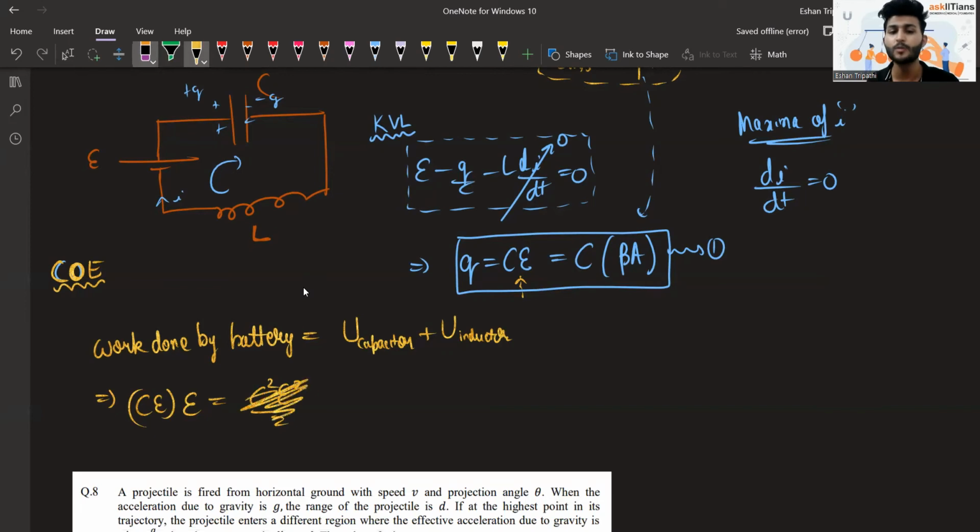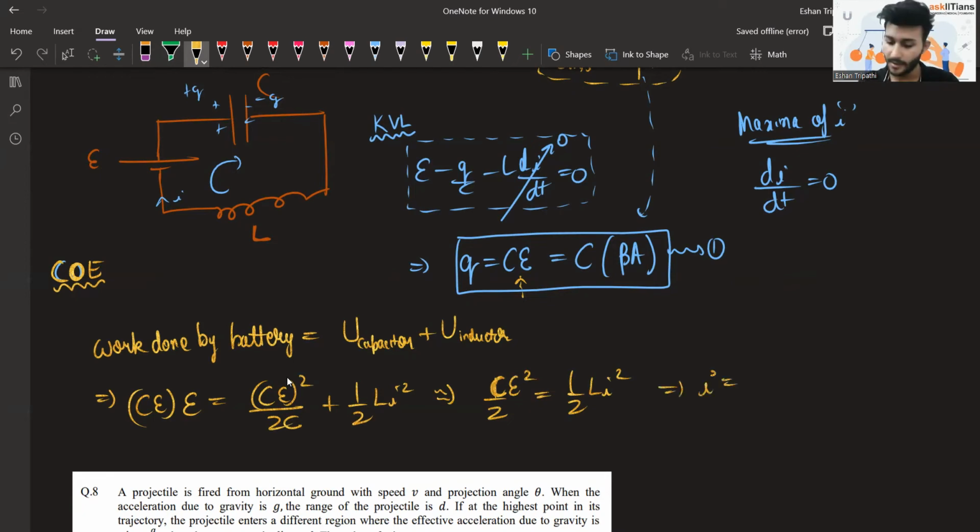I am using the formula Q square by 2C, which I'll show you. Q square by 2C plus potential energy stored in the inductor, half Li square. Now this equation also gets reduced to this. Half CE square is equal to half Li square. Charge stored in the capacitor is equal to charge stored in the inductor. And finally, we get the answer that the current that flows is 4 milliampere. So the answer was an integer answer for this question, 4.00.